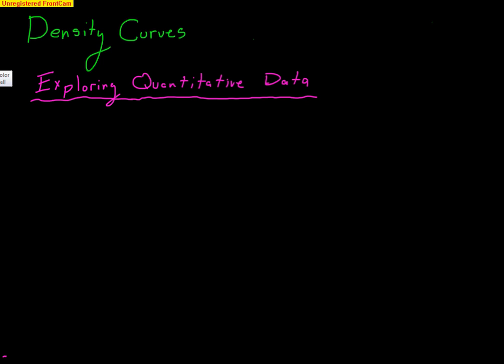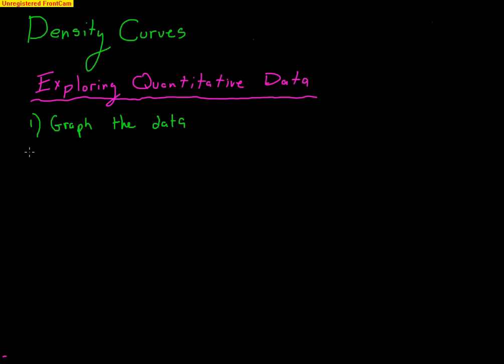When you're given a set of quantitative data, how do you explore it? Step one, anytime you're given a set of data, is to graph the data. Now, when we have quantitative data, that could be a stem plot, a box plot, a histogram, a relative histogram, an ogive, or even a dot plot. But we want to graph the data.